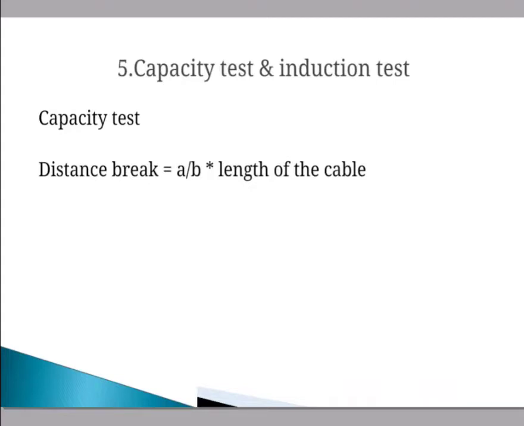Then the capacity test is also used to find out the open circuit fault present in the cable, and the induction test is also used for finding the open circuit fault in the cable. This is the summary of various types of tests you can conduct on the underground cable. Now we will discuss the maintenance of underground cable.